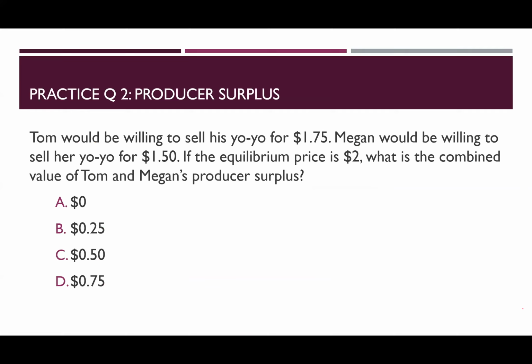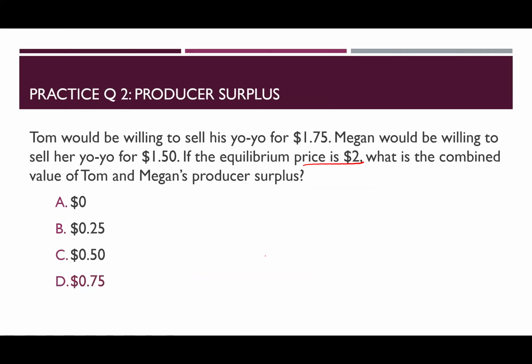All right, let's do another practice question. So Tom and Megan are both selling yo-yos. Tom is willing to sell his for $1.75. Megan is willing to sell hers for $1.50, and the equilibrium price is $2. So we want to find the combined value of their producer surplus.